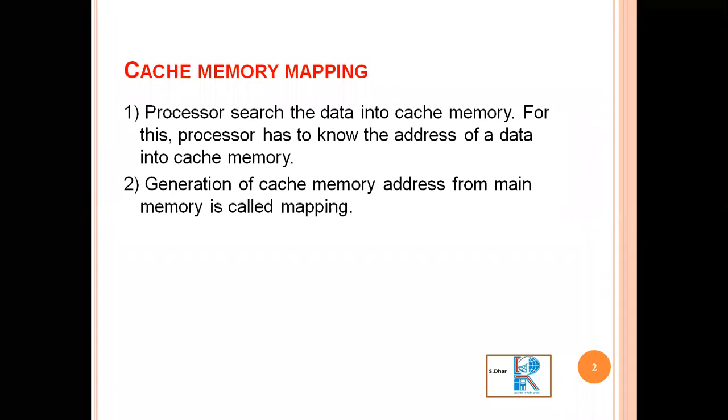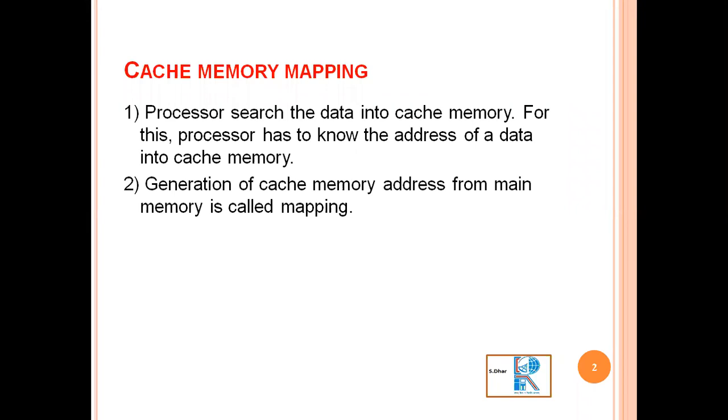If the data is present in the cache memory, that is called a cache hit. If it is not present in the cache memory, that is called a cache miss. Somehow we have to generate the address from the main memory. Generating the address of the cache memory from the main memory address is called mapping. See here it is written: generation of the cache memory address from main memory address is mapping.